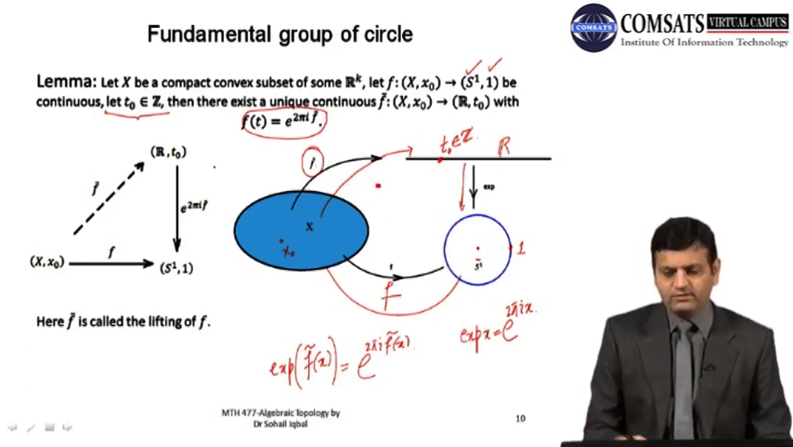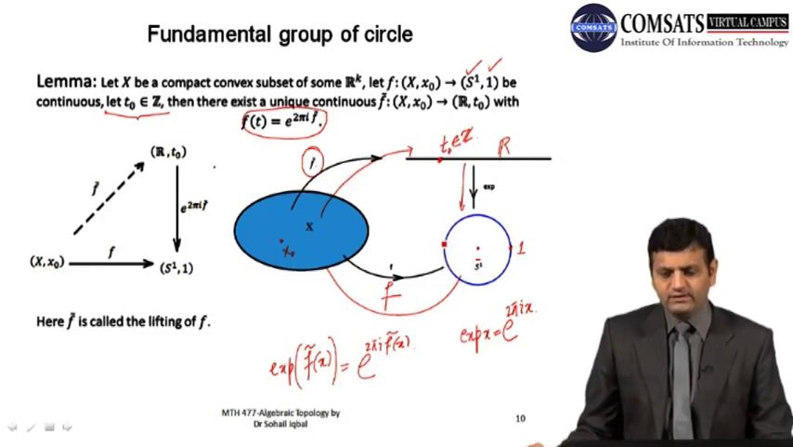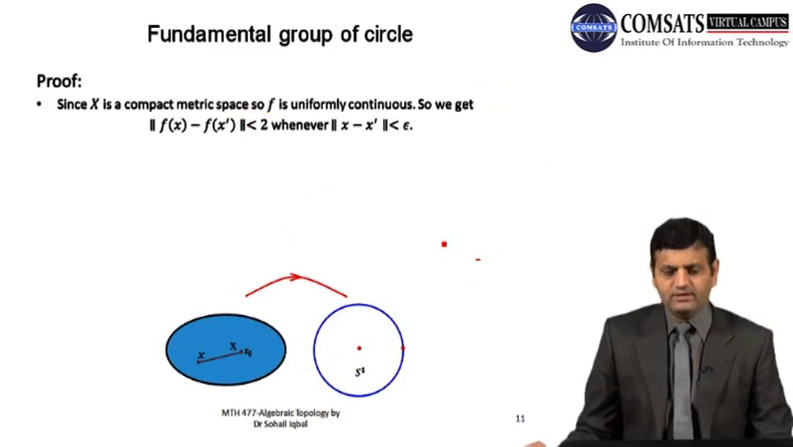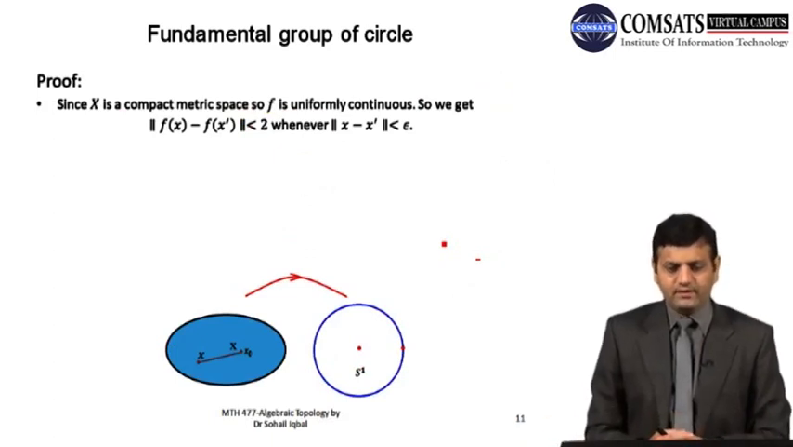So if we can prove this result, then we are much closer to our main theme of the fundamental group of the circle. The main theme, once again let me repeat, is that given any continuous function f, we are calculating its winding number, and we are going to calculate that winding number using f tilde. Let's see how to prove this result.